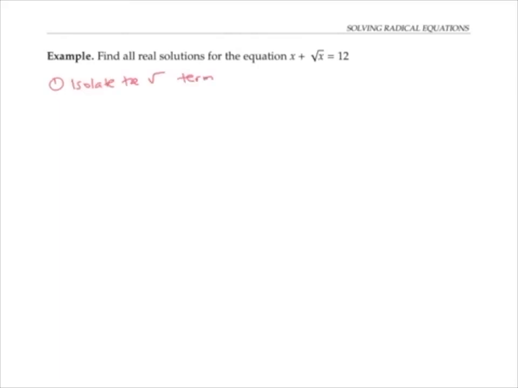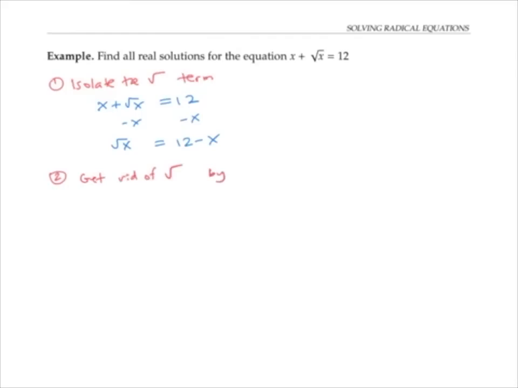In other words, I want to get the term with the square root in it on one side of the equation by itself and everything else on the other side of the equation. If I start with my original equation, x plus the square root of x equals 12, and I subtract x from both sides, then that does isolate the square root term on the left side with everything else on the right.